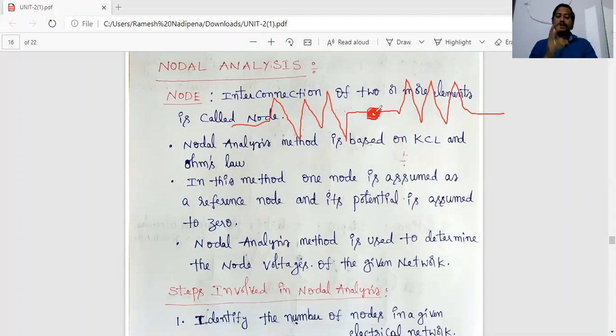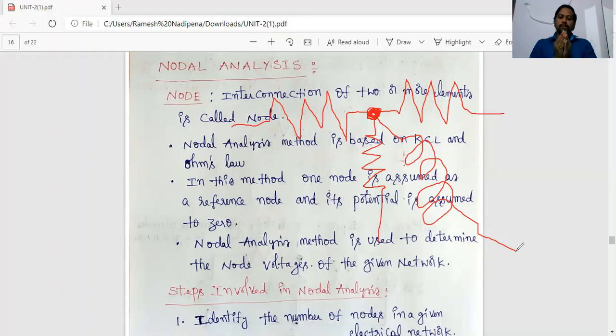Next classification is principal node. Interconnection of more than two elements is nothing but principal node. I'll show you that network. So here how many elements are there? More than two elements. That means three elements are there. I'll show you another example. Here three resistors and one inductor. So more than two elements. Here four elements are there.